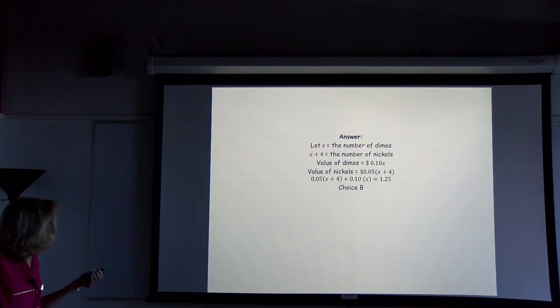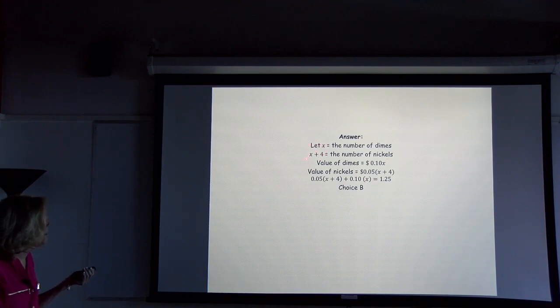If x is the number of dimes, then, this is not another let statement, it's if x is the number of dimes, then it follows that x plus 4 is the number of nickels. And the value of the dimes, the value of the nickels. Okay?